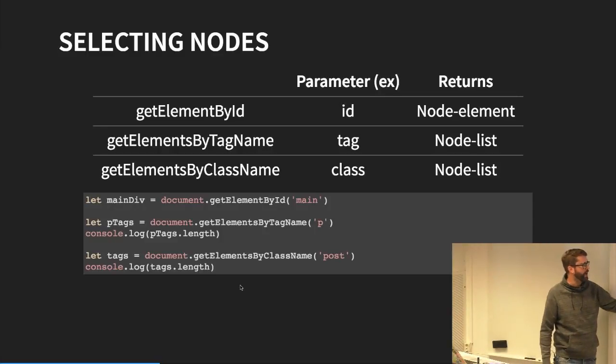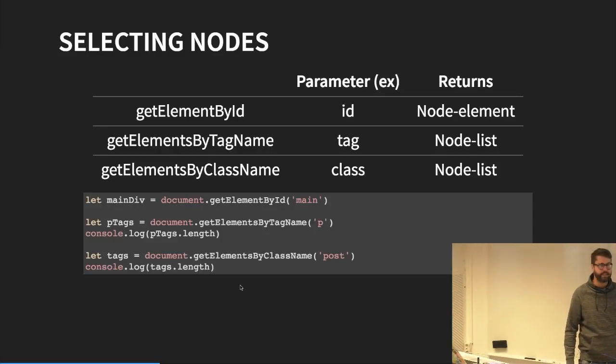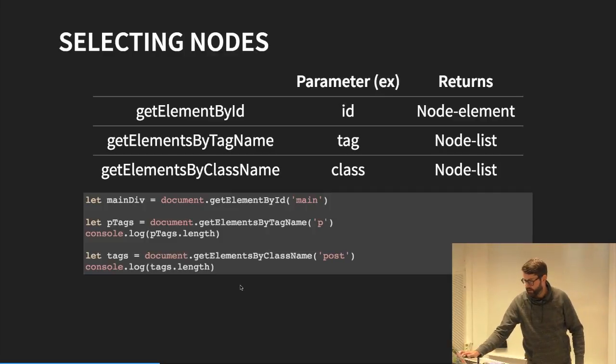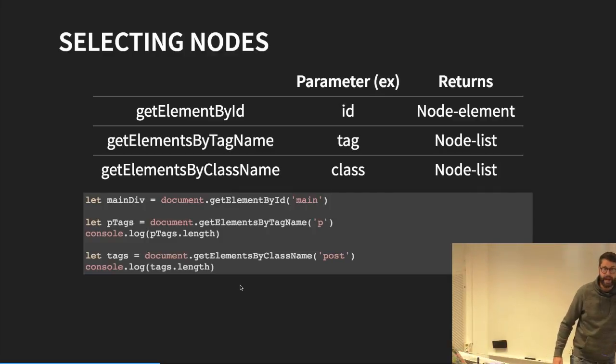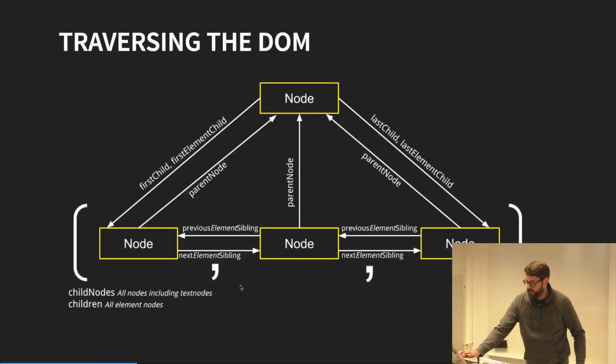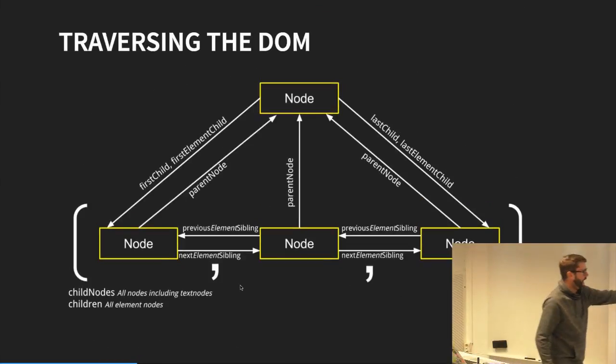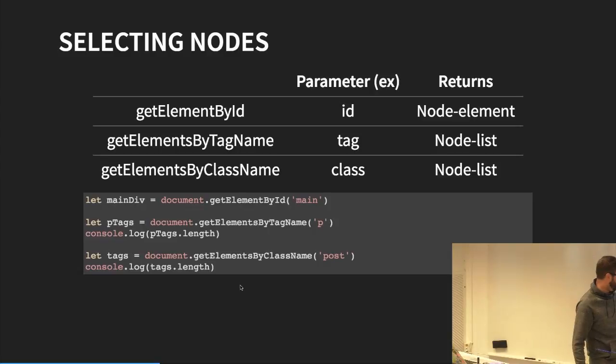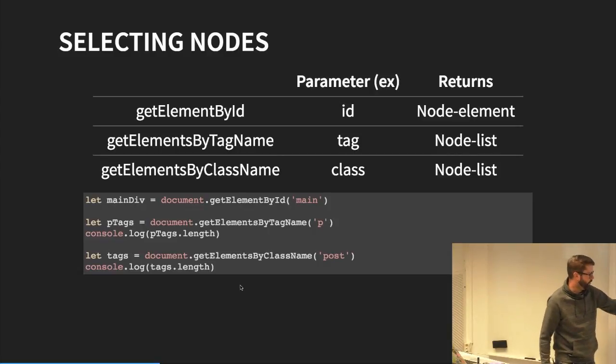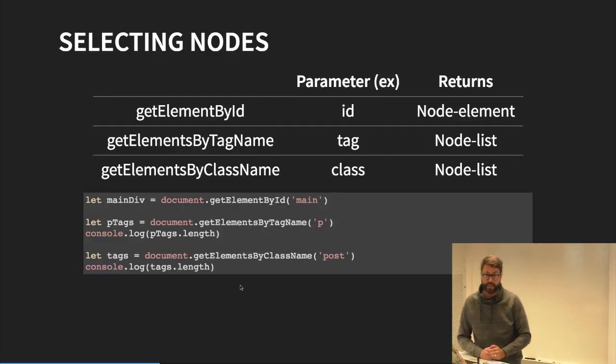getElementsByTagName. Well, an indication is that it says elements. You will get a node list back, one of those lists with all elements of a certain tag. I have an example down here. If you do document.getElementsByTagName('p'), you will get all the p elements on the page as a node list.